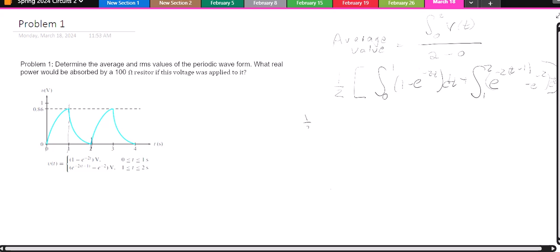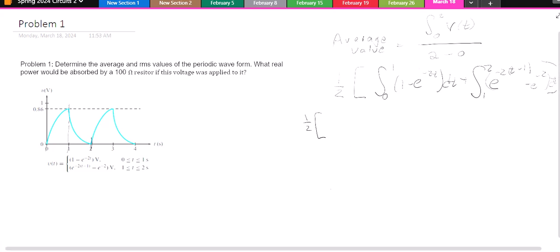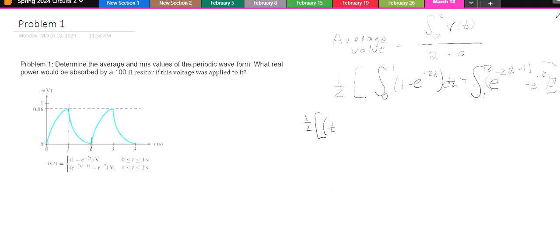This will be 1/2, and the integral of 1 is just t. The integral of e to the minus 2t is minus e to the minus 2t over negative 2. And this will be evaluated from 0 to 1. Plus the integral of, so I'm going to rewrite this over here as e to the minus 2t plus 2. So the integral of that will be e to the minus 2t plus 2 over negative 2.